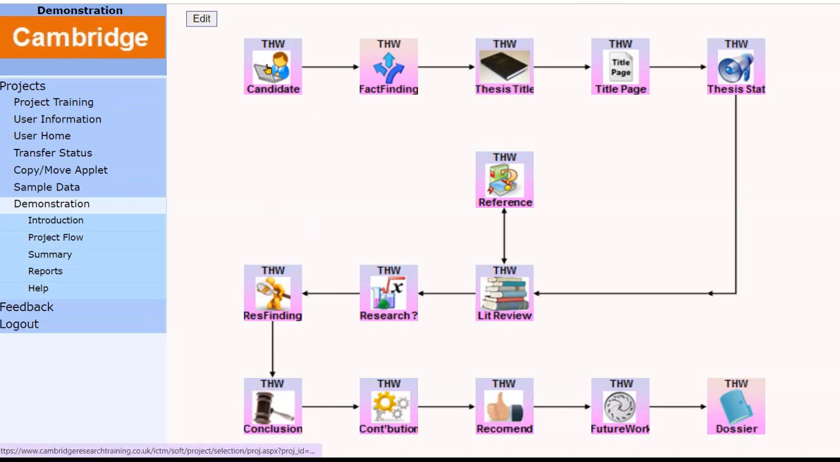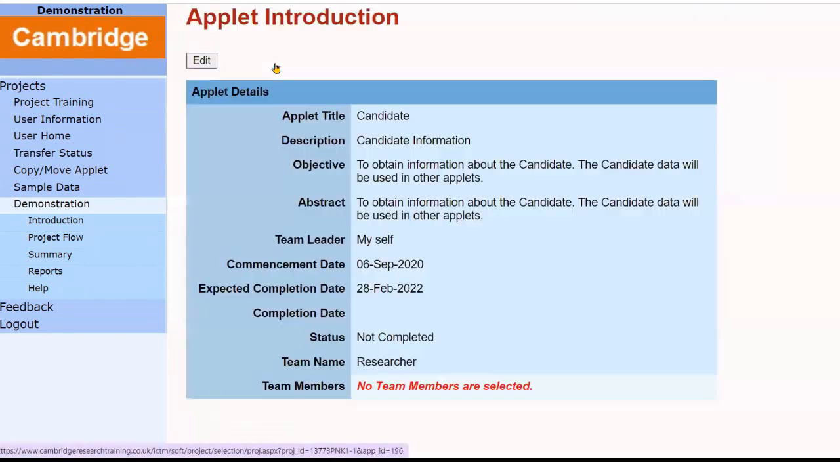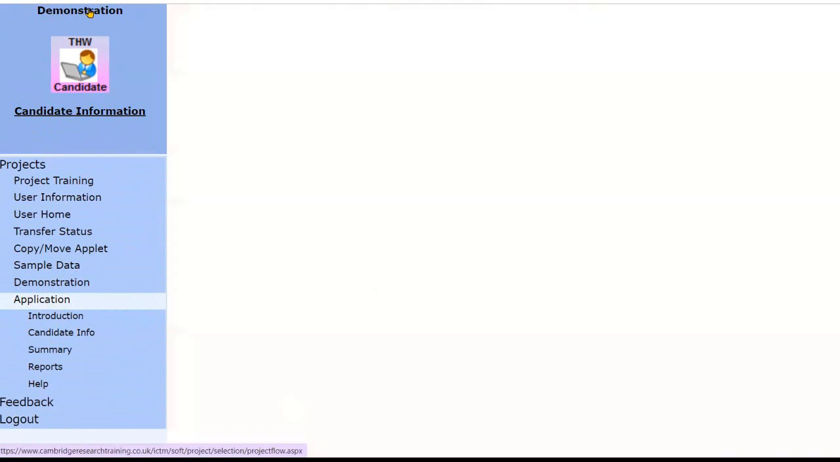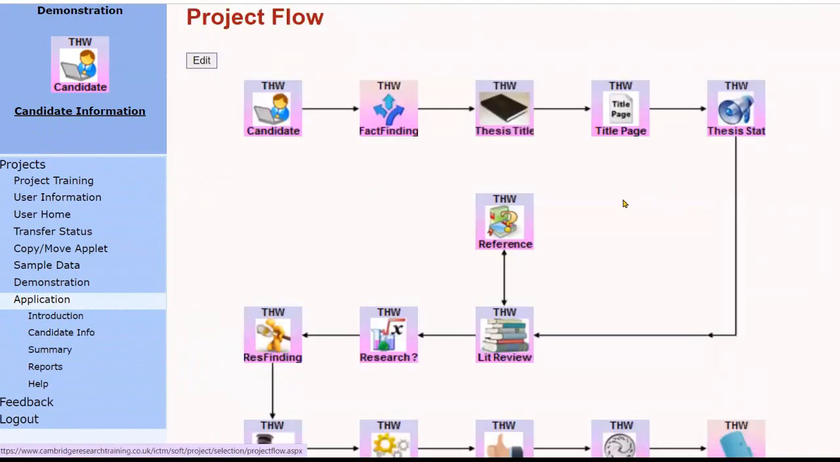Each time we click on an app, it will invite us for information. So let's have a little look. Click on candidate. And I'm going to use a terminology which is called the blue menu. The blue menu is anything down here. It's a term that I use just to identify it. And to go back in terms of navigation, to go back to your project flow, this is the project here called demonstration. I click on that. It takes me back to my project flow.